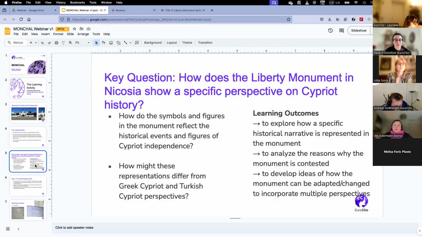Then the students, of course, by doing that, should be able to analyze the reasons why the monument is contested, and then also eventually develop ideas of how this monument could maybe be adapted or changed in order to include other perspectives.